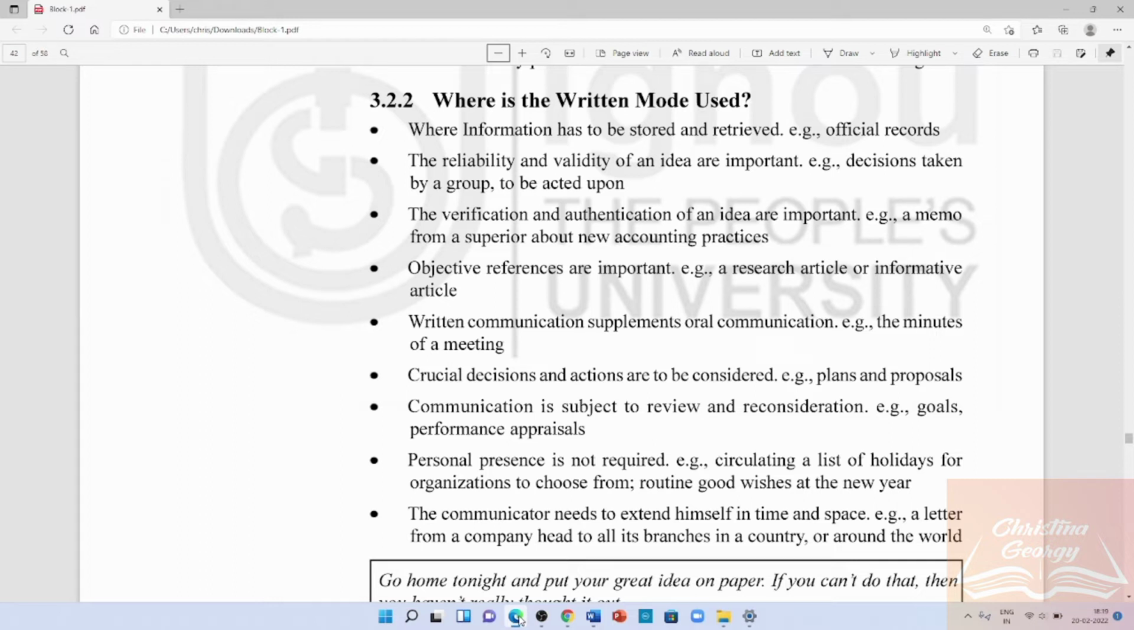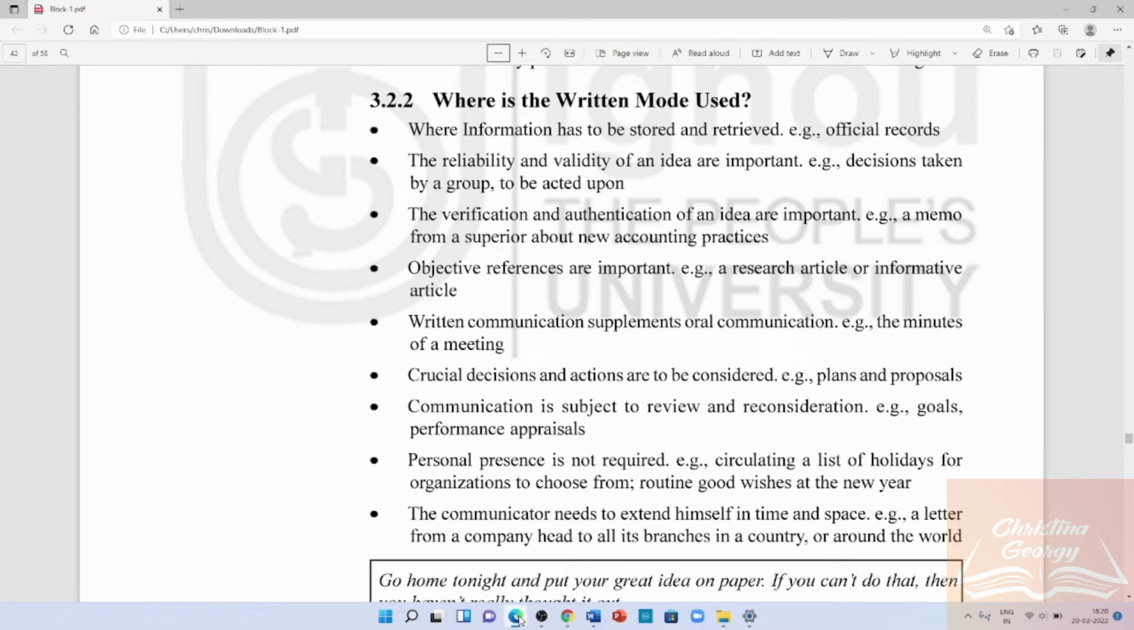about new accounting practices. Written mode of communication is used in circumstances where objective references are of great importance, such as in research articles. Here, written communication supplements oral communication. One example would be the recording of the minutes of a meeting. Very often we employ the written mode of communication in case of crucial decisions and actions that are to be considered. Communication that is subject to review and reconsideration would definitely employ written communication.